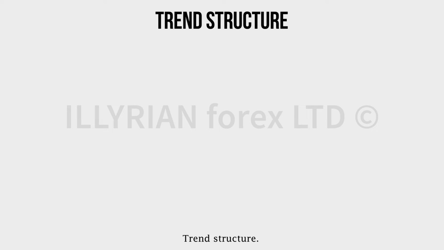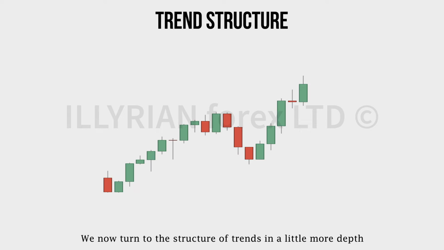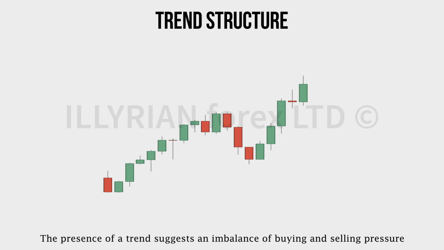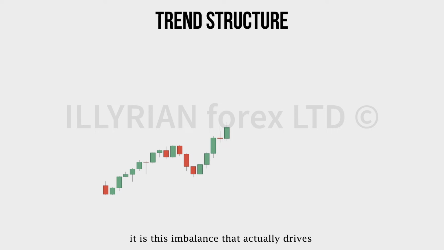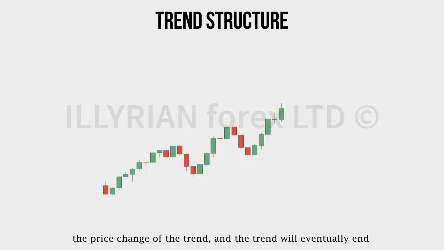Trend structure. We now turn to the structure of trends in a little more depth: how they start, how they unfold, and how they come to an end. The presence of a trend suggests an imbalance of buying and selling pressure. It is this imbalance that actually drives the price change of the trend, and the trend will eventually end when the market finds equilibrium at a new price level.